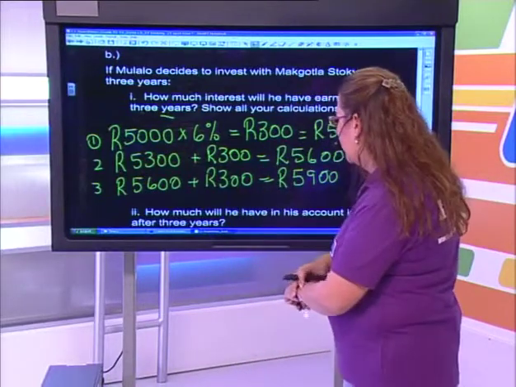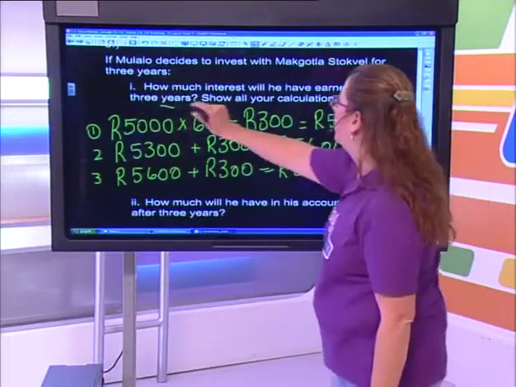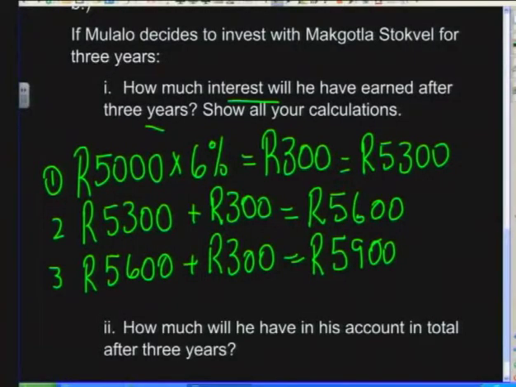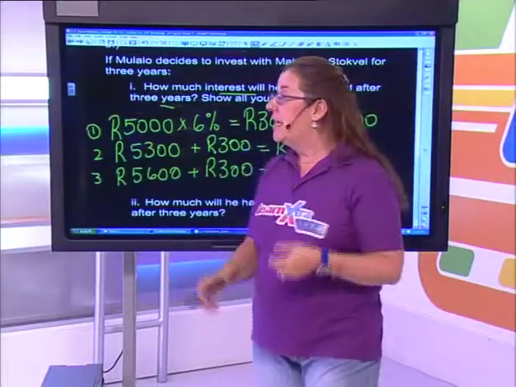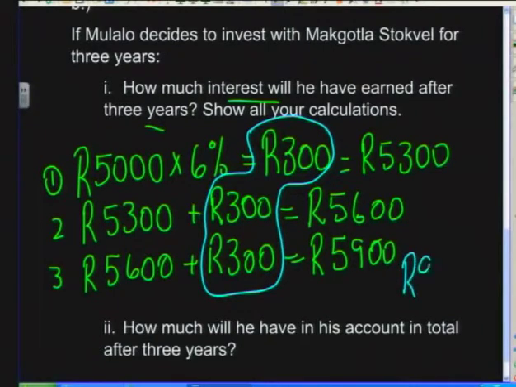So that's perfect. How much would he have in his account in total after 3 years? Oh, how much interest will he have earned after 3 years? Now, I didn't go back and check the question, which I always tell you guys to do. The interest that he had earned would basically just be these 300 rands. So my interest is actually just that amount, your 300 times 3, or 900 rand. So go back and double check the question.